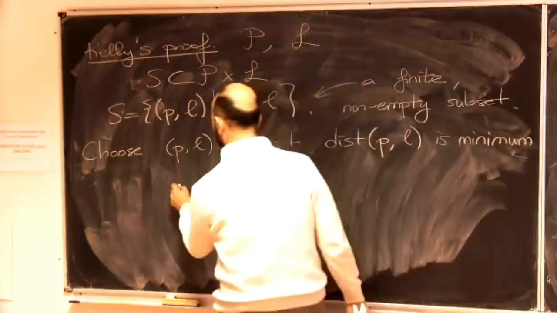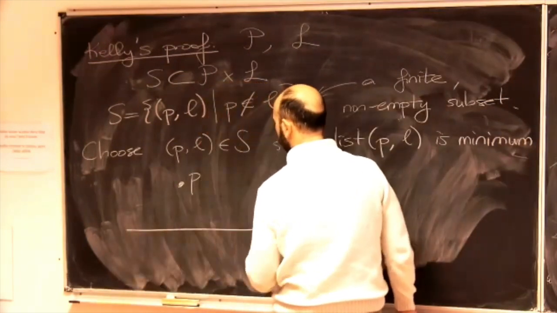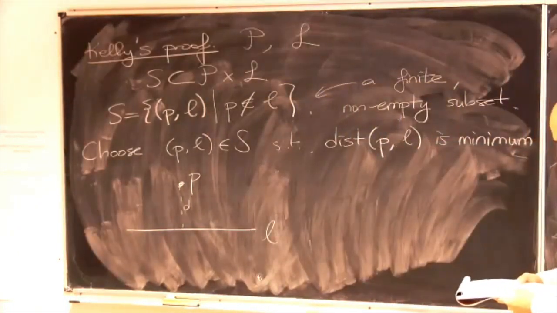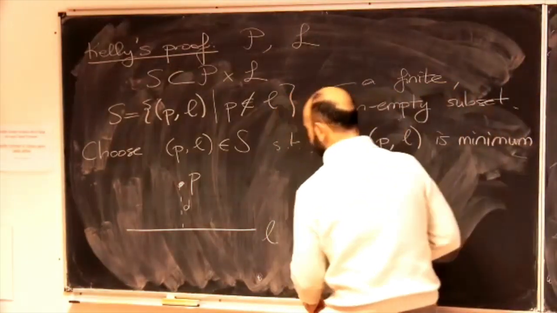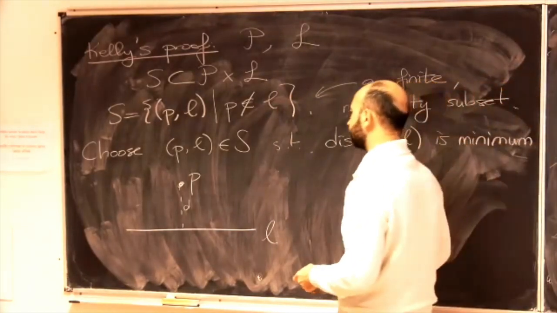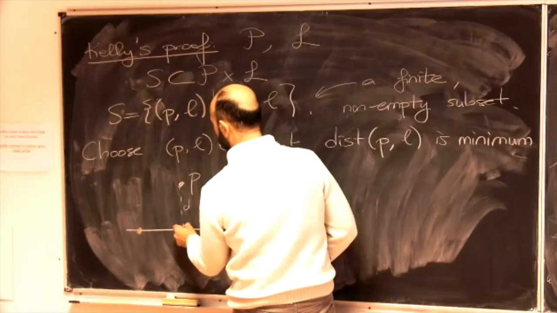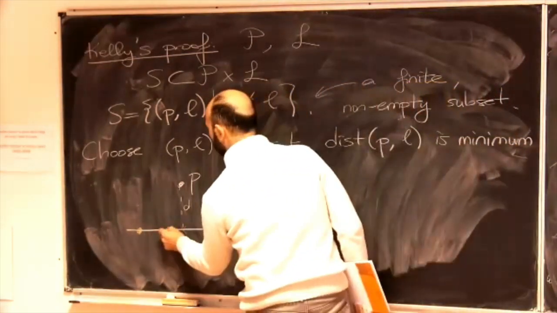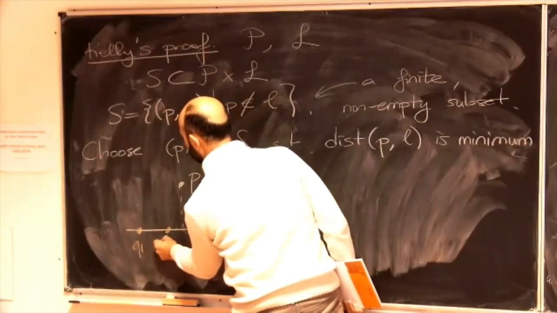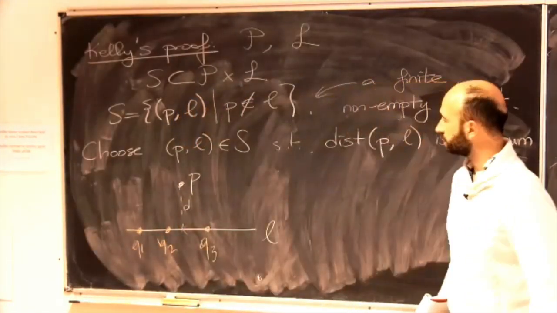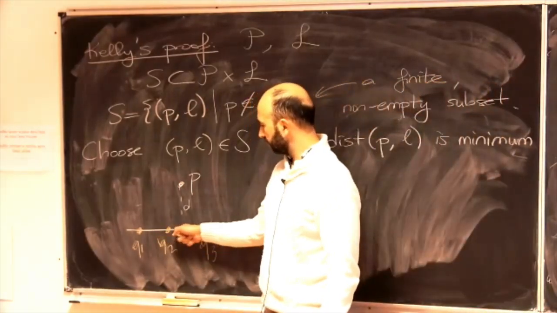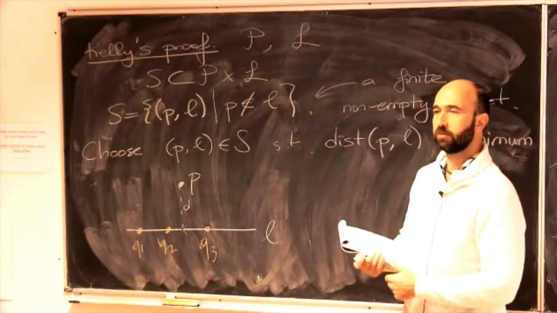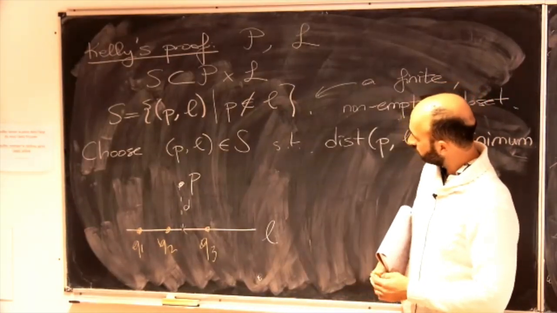Okay, let's draw this picture. So you have your P, L, and this distance D is minimum among all possible such pairs. Now, L is not an ordinary line, so it should contain at least 3 points. Well, look at the foot of this altitude. There are 2 sides of it, so at least 2 of these 3 points must be on the same side of this altitude. Maybe like this. Okay, one option is that one of the points might coincide with this foot of the altitude, which doesn't change the proof. So the proof will still be valid in that case.